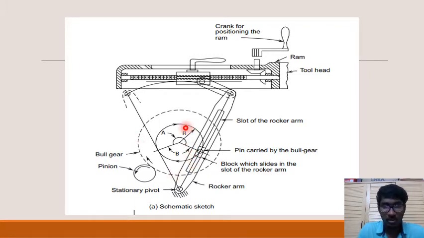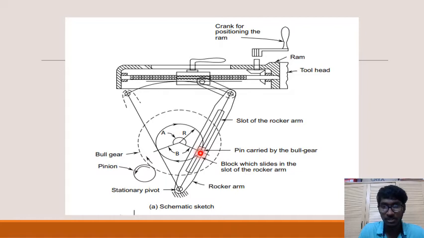So this is the bull gear, which is controlled by the motor that is present in the column. So the RPM of this bull gear is controlled by the motor. Now, as you can see, there is a pin attached to this bull gear. So when the gear rotates, there is a circular motion of this pin.